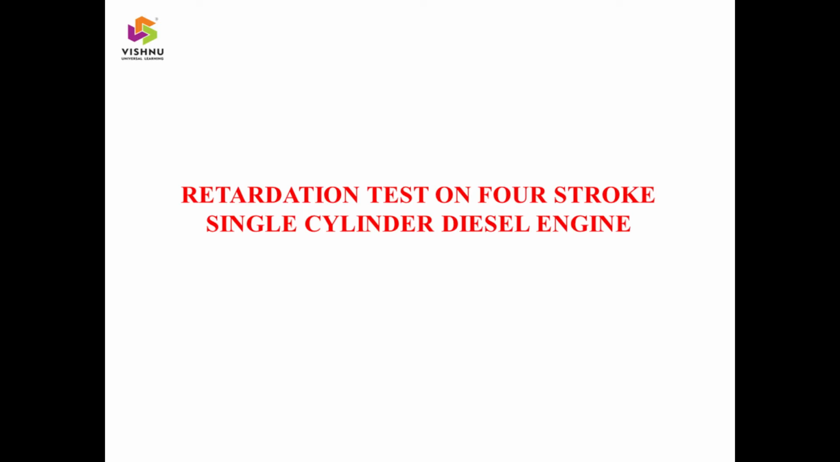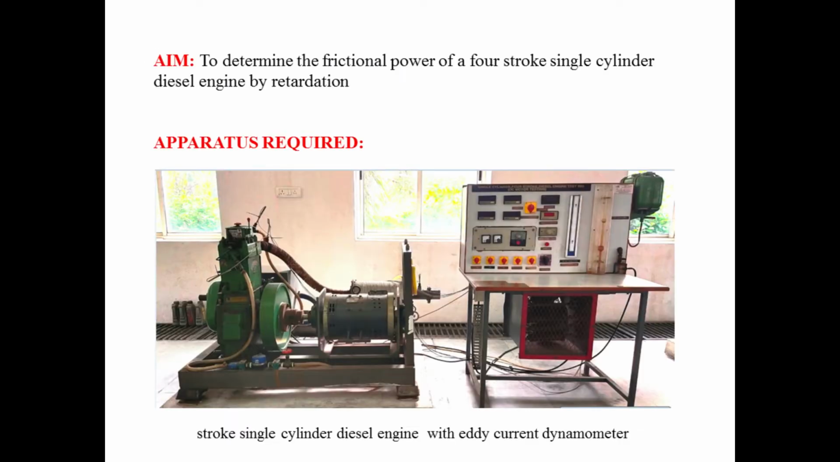Welcome to all. In this video, I am going to explain how to find the frictional power by the retardation method. The main aim of this experiment is to determine the frictional power of a 4-stroke single-cylinder diesel engine by retardation. The apparatus required for this experiment is a 4-stroke single-cylinder diesel engine with an eddy current dynamometer.